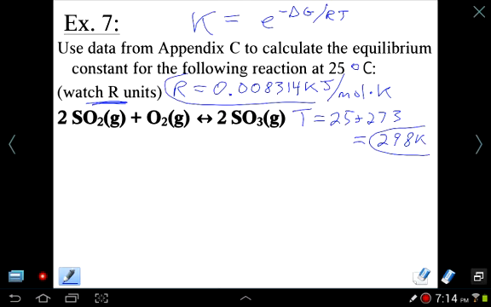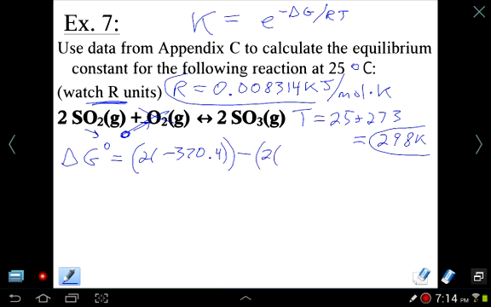The delta G value we'll have to take from Appendix C. And again, let's do products minus reactants. So delta G, if we take it from Appendix C, that means we're going to be under standard conditions. So that will be that little zero. Find SO3 and multiply by 2. So we get 2 times SO3, which is under sulfur, negative 370.4, and subtract from that the reactants. Remember, oxygen will have a 0 value, so don't worry about oxygen, minus 2 times SO2, which is negative 300.4.